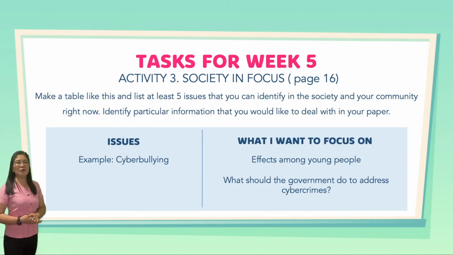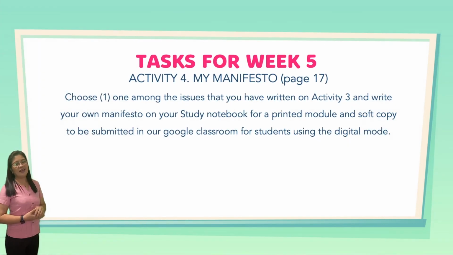Next, activity number 3, Society in Focus, which is found on page 16. Make a table like this and list at least 5 issues that you can identify in the society and your community. Identify particular information that you would like to deal with in your paper. Issue, example, cyberbullying, and what I want to focus on, effects among young people, what should the government do to address cybercrime. And next, activity number 4, my manifesto, which is found on page 17.